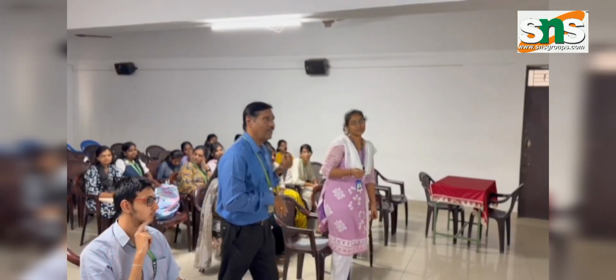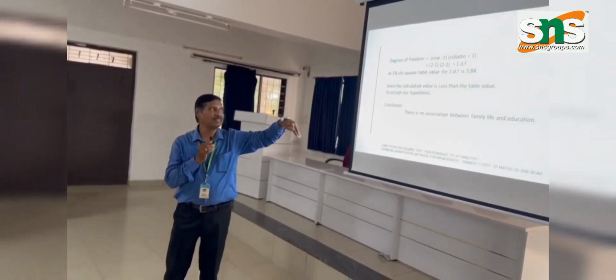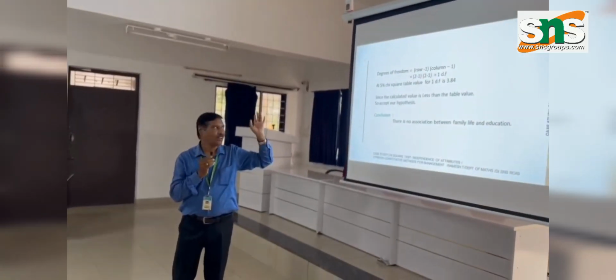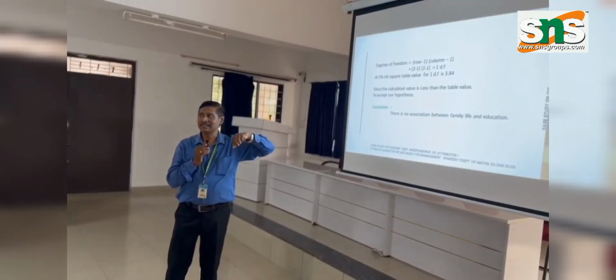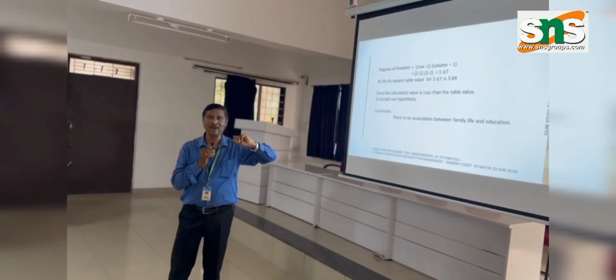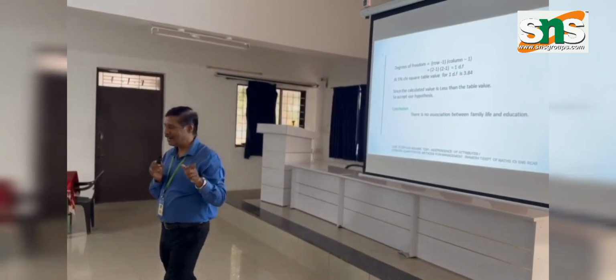Good. At the 5% level, for 1 degree of freedom, the table value is 3.84. Our calculated value is already 2.19 something, and this critical value is 3.84. So from these two, how do we connect? Yes, how do you connect this?